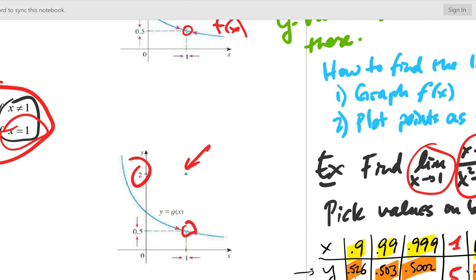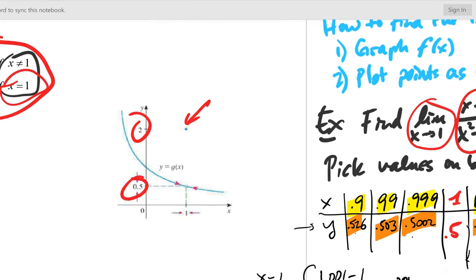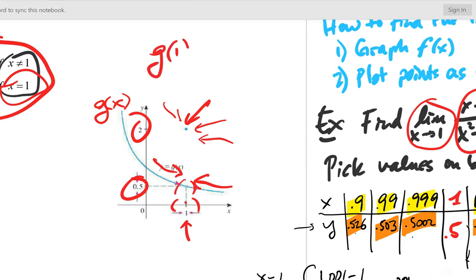Now, the limit as x approaches 1 from either side is still 0.5. It's still 0.5 because you're not really concerned with what's happening exactly at 1 itself. You're concerned only with what's happening around it, so around 1. So it doesn't matter that the value of the function g, this is g of x, is 2 at 1. See here, so g of 1 is equal to 2.